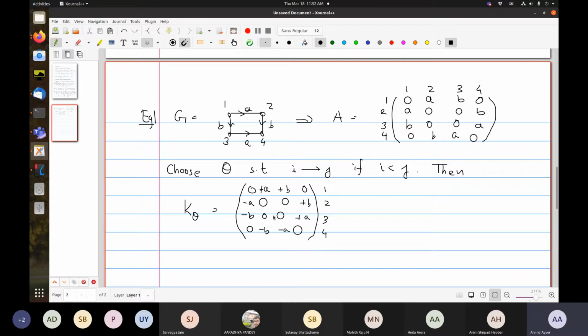So the convenience of this orientation, because of my choice of labeling or ordering rather, is that everything above the diagonal is positive, everything below the diagonal is negative.